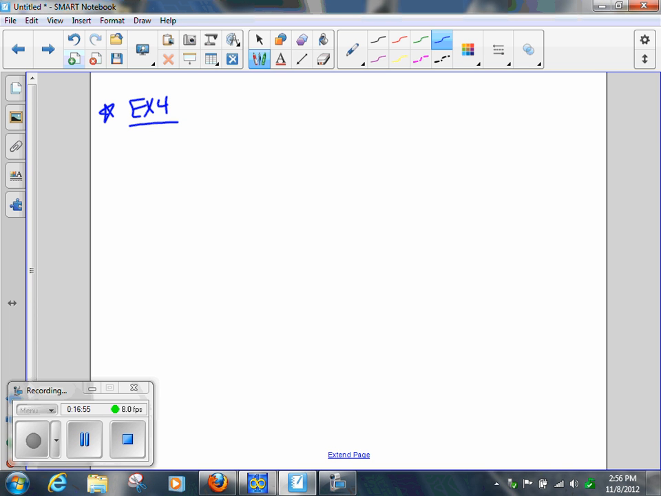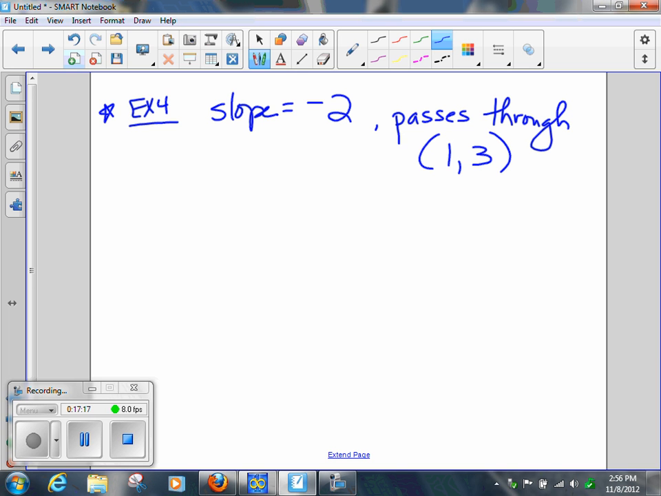One step up from that is to be told that your slope is negative 2, and it passes through the point 1, 3. It's probably going to be really nasty with the fraction. Now, where do we start? Y equals mx plus b. We got to start with the format, that slope-intercept equation.